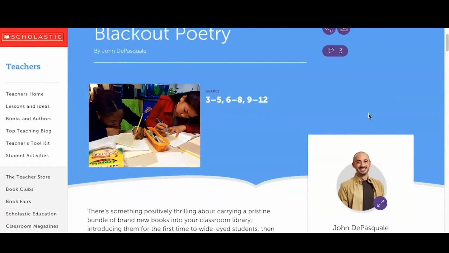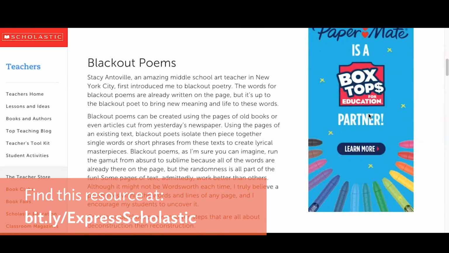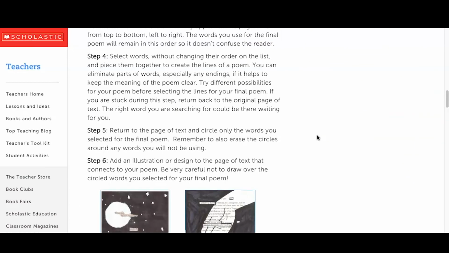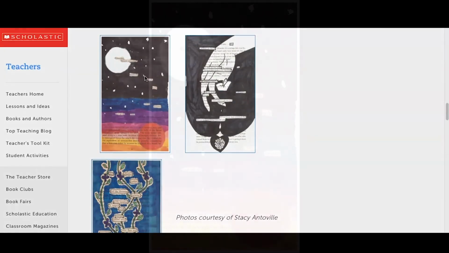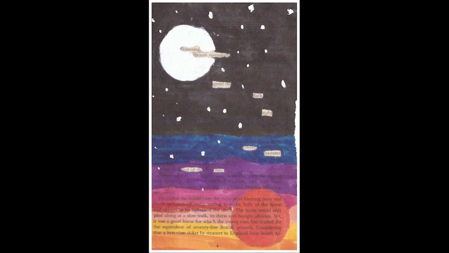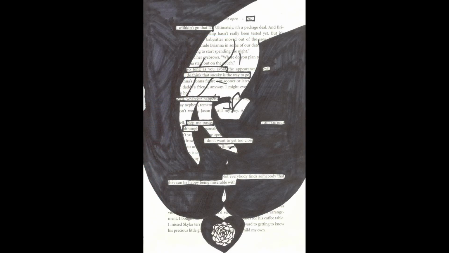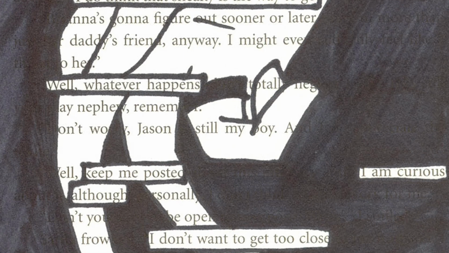So Blackout Poetry, this is a really great blog post on the Scholastic website. And you can see from these illustrations, this is what Blackout Poetry is. It's usually done with found books. You can get old library books or magazines. And you do that same thing where you don't read the page, but you scan it. I liken it to, you don't look directly at it, you just glance at it. Circle words that stand out to you, like this person has done, and then you create an original artwork around those words that you've circled.